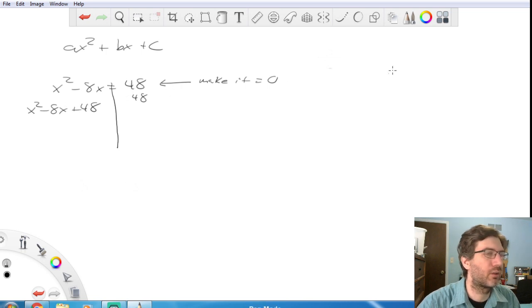Let me rethink that. You need 48. You've got 4 and 12. They need to add to 8. But these have to be the same sign if this is positive, so there's no way that's going to work.